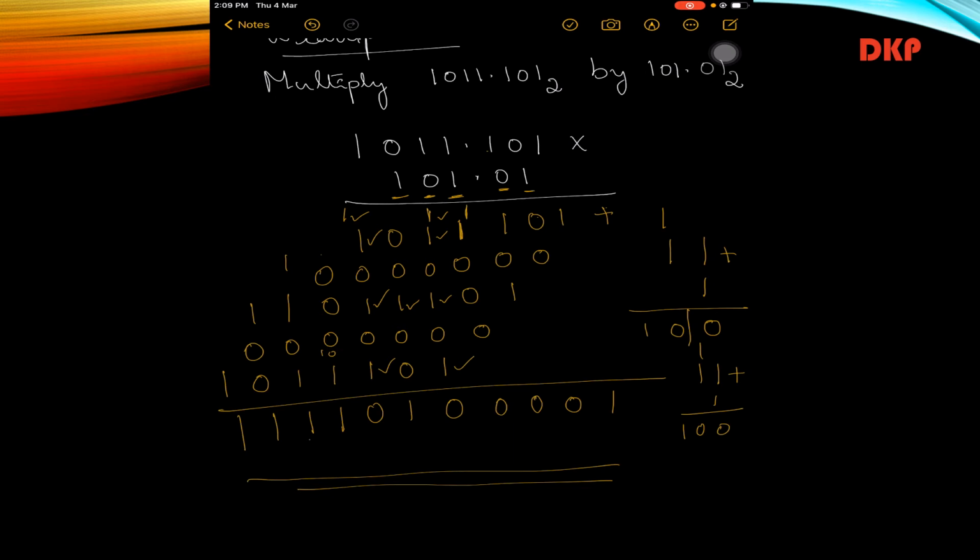Now you have to separate the integer part and fraction part. For that you have to count how many bits are there after this decimal. 5 bits are there, so you can put a decimal here. So this is your final answer. This is the integer part and this is the fractional part.